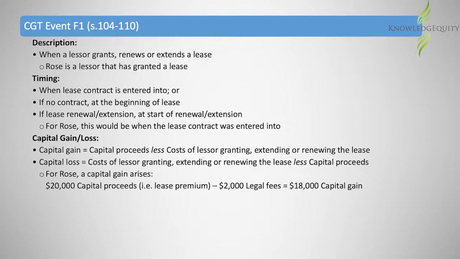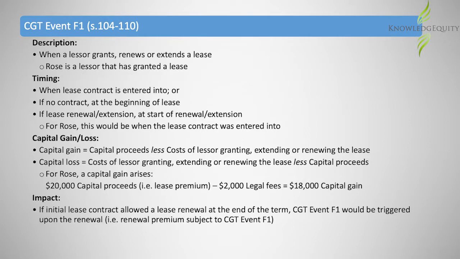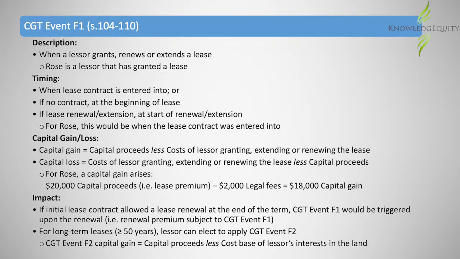If Rose's initial lease contract allowed a lease renewal at the end of the term, CGT Event F1 would be triggered upon the renewal. This means that any premium payable upon the renewal will be subject to CGT Event F1. In the case of long-term leases of at least 50 years, the lessor has the option to elect CGT Event F2 rather than CGT Event F1 as applying. In this case, the capital gain is calculated as the capital proceeds less the cost base of the lessor's interest in the land.